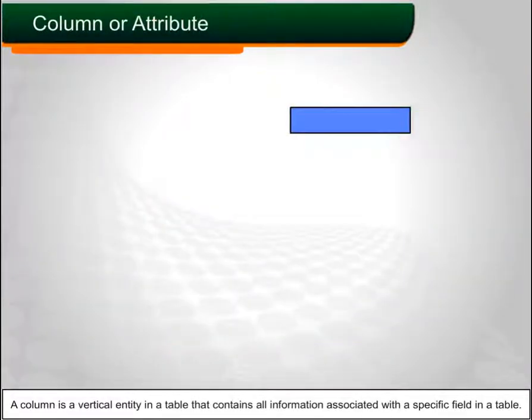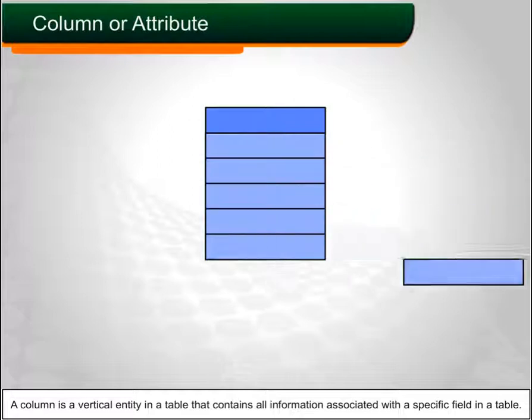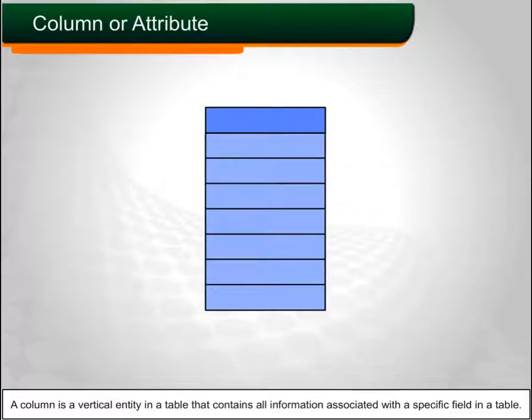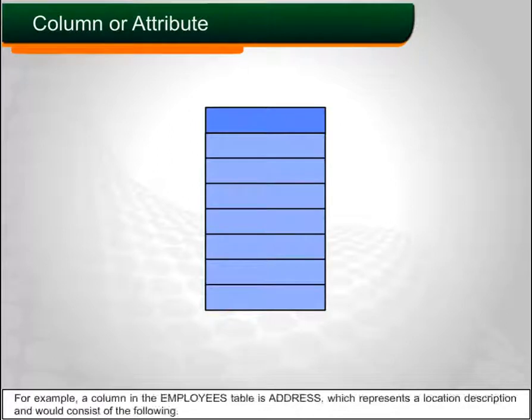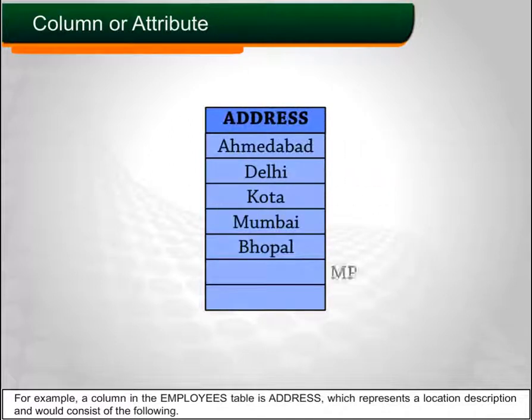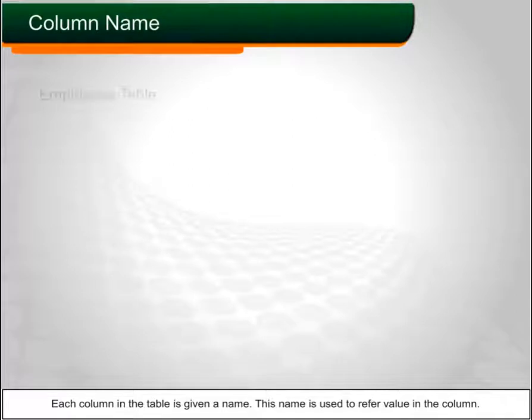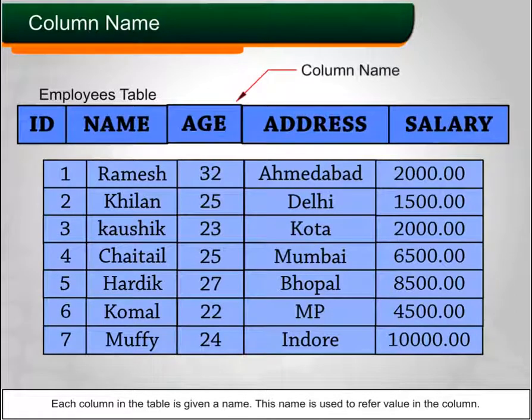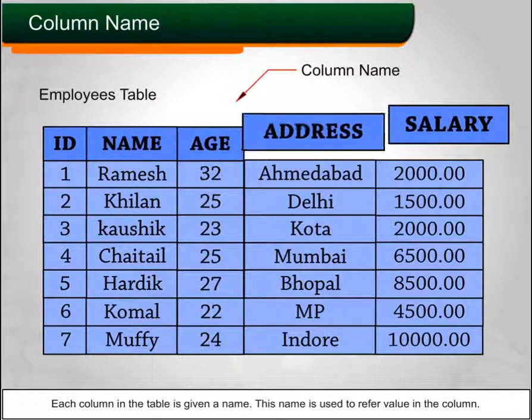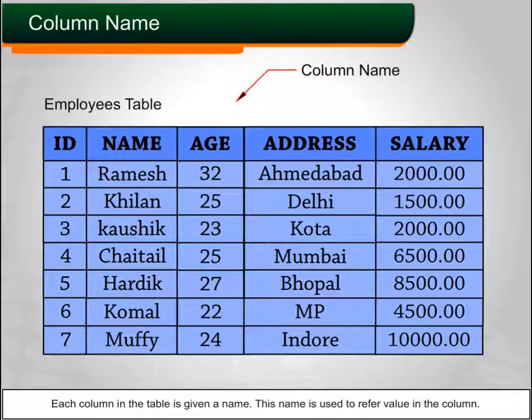Column or attribute. A column is a vertical entity in a table that contains all information associated with a specific field in a table. For example, a column in the employees table is address, which represents a location description. Column name. Each column in the table is given a name. This name is used to refer to the values in the column.